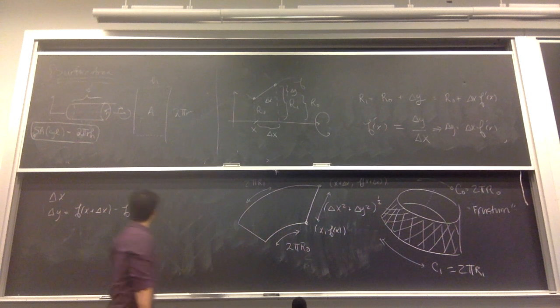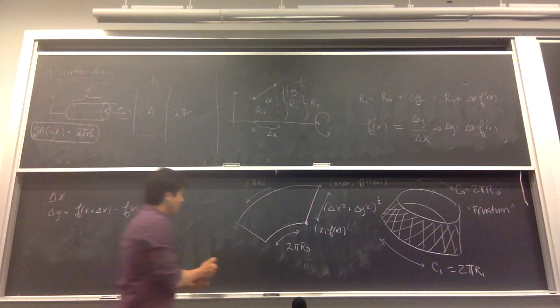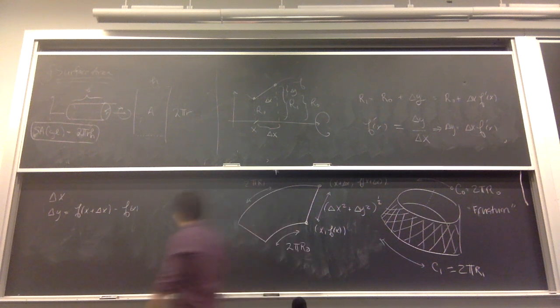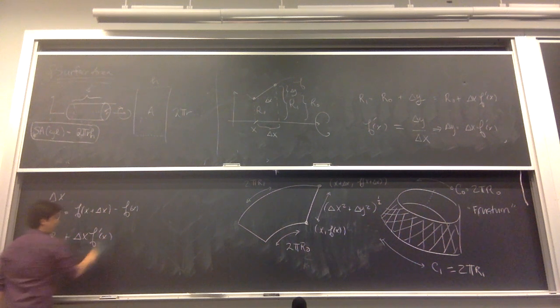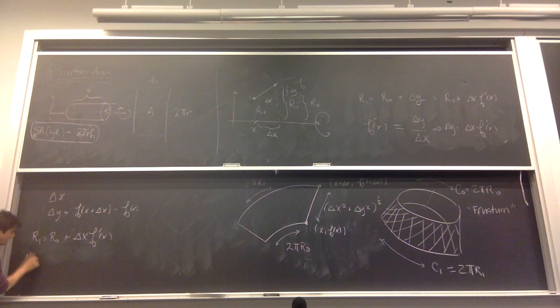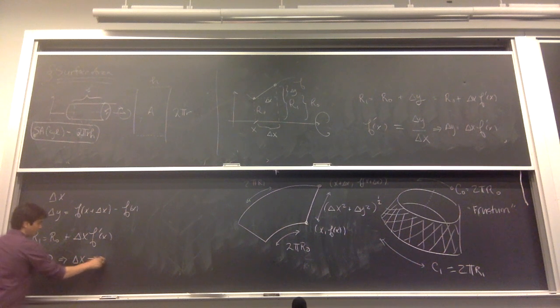Last one, it's the last one. Okay, so here's where we're going to wrap this all up. I know that R1 is R naught plus delta x f prime of x. When we take n to infinity, because the idea is we're going to break this into n many frustums, what happens to delta x? It approaches 0.